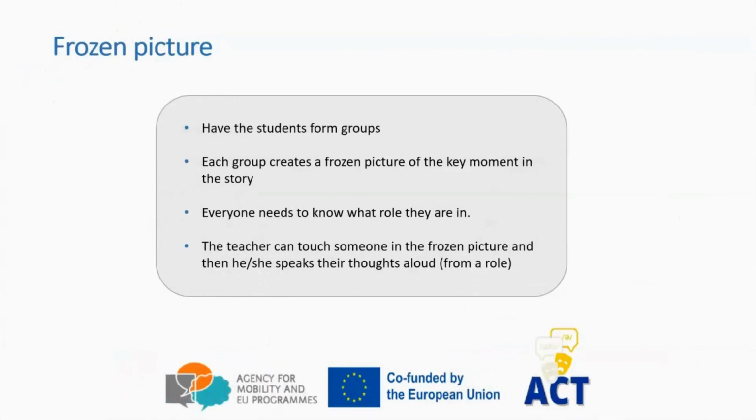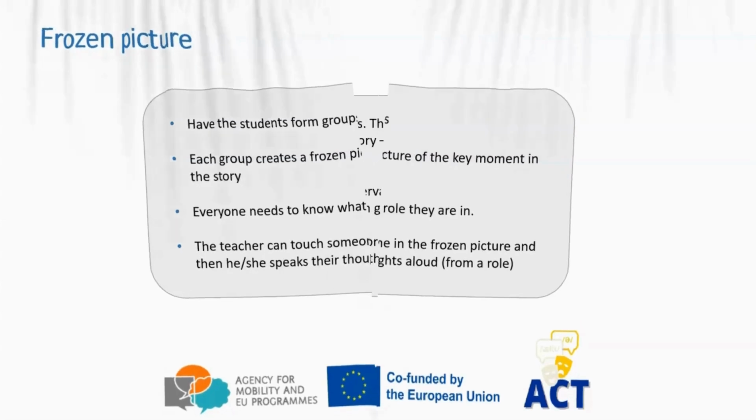Frozen picture. Have the students form groups. Each group creates a frozen picture of the key moment in the story. Everyone needs to know what role they are in. The teacher can touch someone in the frozen picture, and then he or she speaks their thoughts aloud from the role.